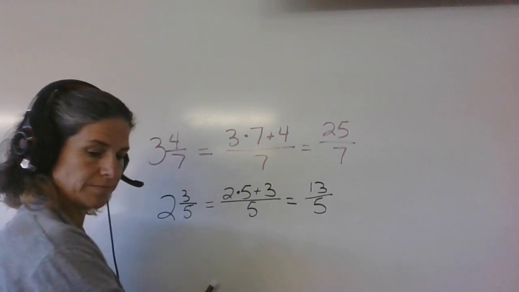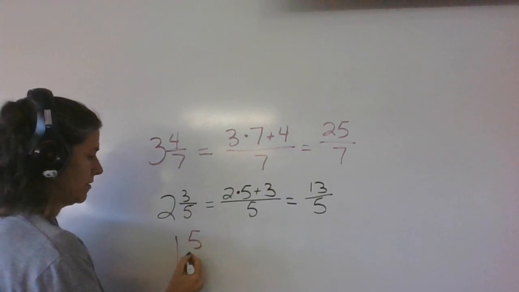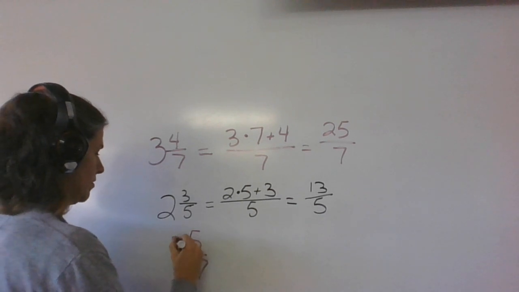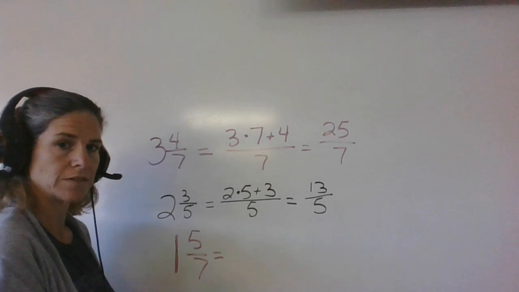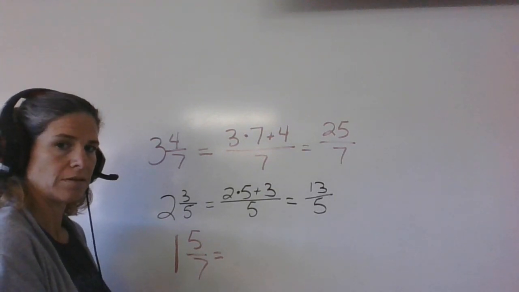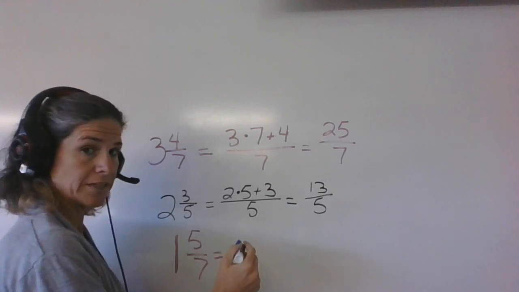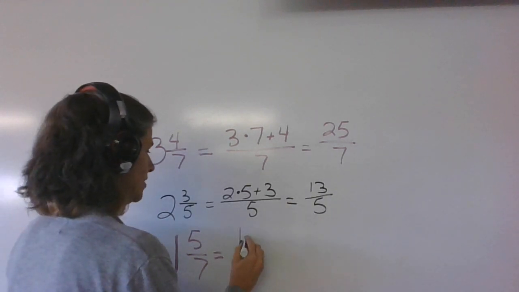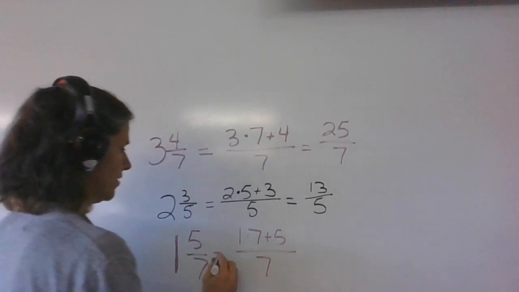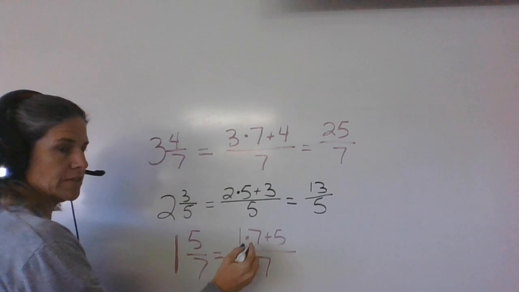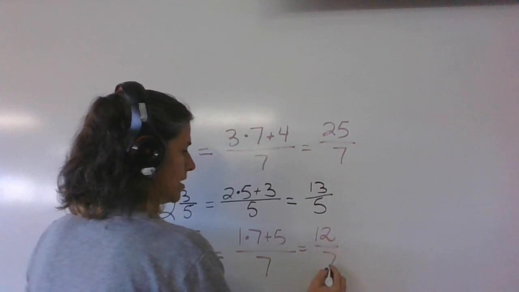Try this one on your own: 1 and 5/7. What do you do first? And then? Okay, you ready to check it? All right, it should be 1 times 7 plus 5 over 7. 1 times 7 is 7, plus 5 is 12, and you keep the denominator the same.